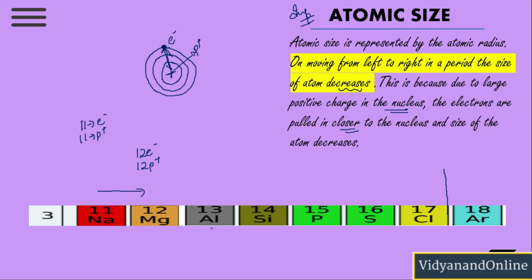Now here is a small exception. Although the noble gas argon is placed at the rightmost side, it does not have the smallest size. In fact, the size of argon is greater than the size of chlorine. This is because argon has 8 electrons in the outermost shell, which gives it structural stability, and therefore the size of argon is greater than the size of chlorine. In fact, the halogens have the smallest size in a period.